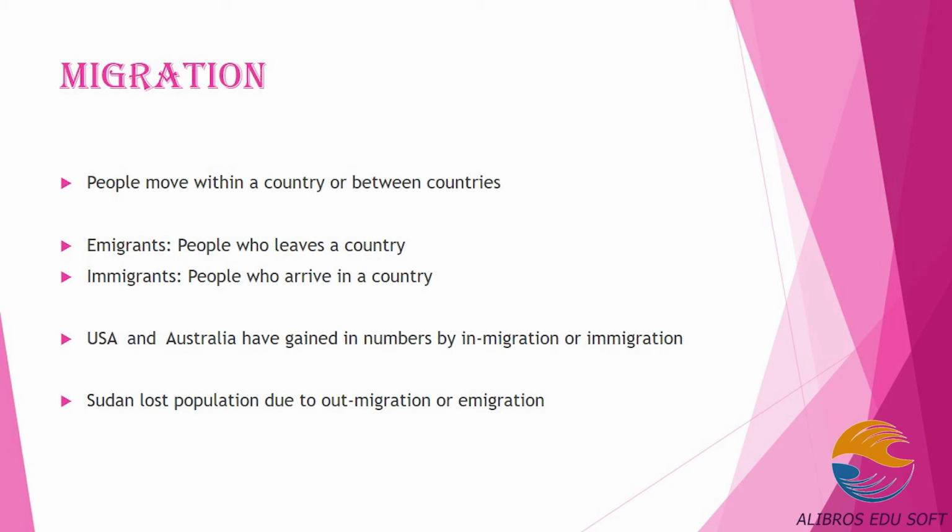Countries like the United States of America and Australia have gained in numbers by in-migration or immigration. They have greater job facilities, and also wide varieties of opportunities in the education sector. That is the main reason why people migrate to the United States of America, Australia, etc. Sudan is an example of a country that has experienced a loss in population numbers due to out-migration or emigration. People move away from countries like Sudan for getting enough job opportunities, health, education, etc.